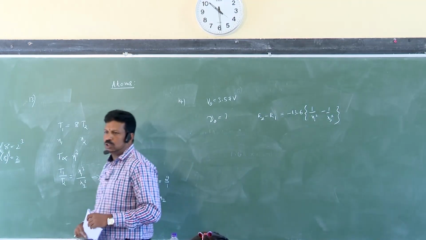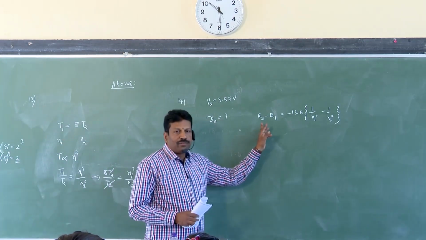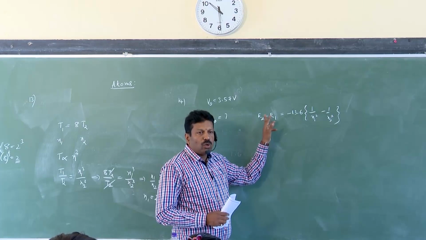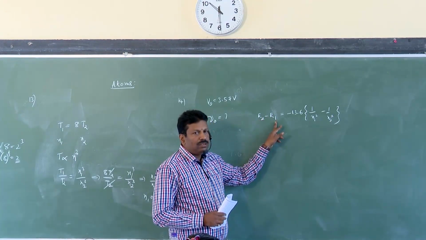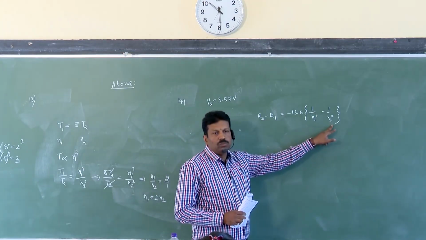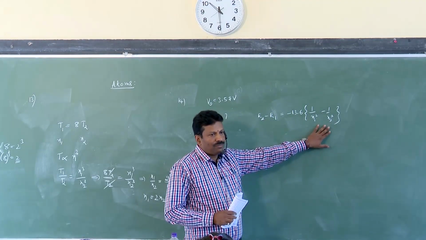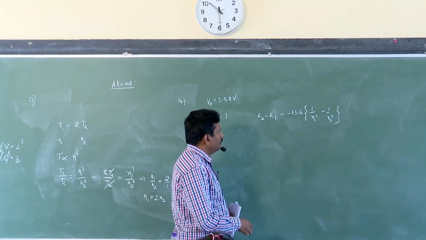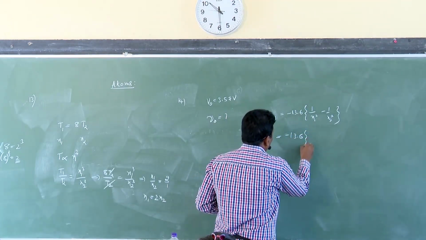Energy emitted by electron. When a transition takes place from a higher energy state to the lower energy state, the ground state is taken as N1 equal to 1 and the first excited state is N2 equal to 2. Absorption and emission both use the same equation. So this is minus 13.6, 1 by N1 square.